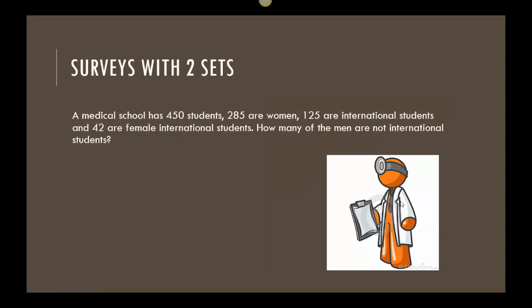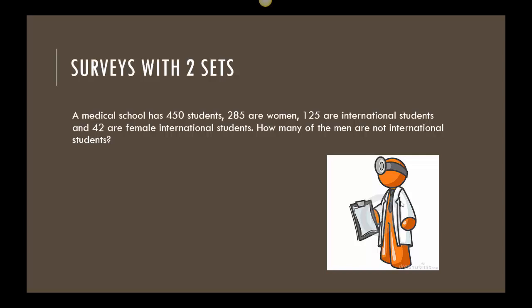Okay, so let's look at another one. And this time I just changed up the way it looks. This time I gave you the words without the Venn diagram to start. So I said this one is a medical school. It has 450 students. 285 are women, 125 are international students, and 42 of them are female international students. So how many of the men are not international students?